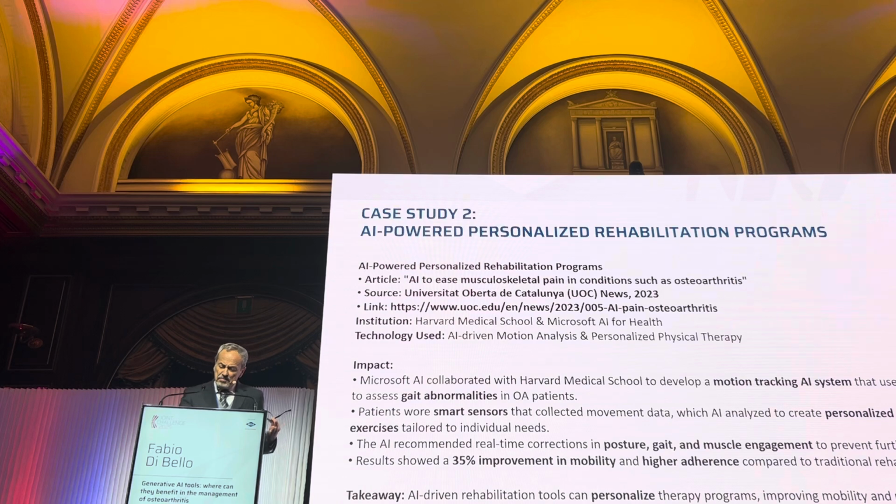So patients wore smart sensors, probably you have seen those sensors that you may wear. And what happened is that those patients who wore smart sensors collected all the movement data, and basically this data was being used to personalize and correct real-time posture, gait, and muscle engagement to prevent further joint damage. So the results showed a 35% improvement in mobility and higher adherence compared to traditional rehabilitation.